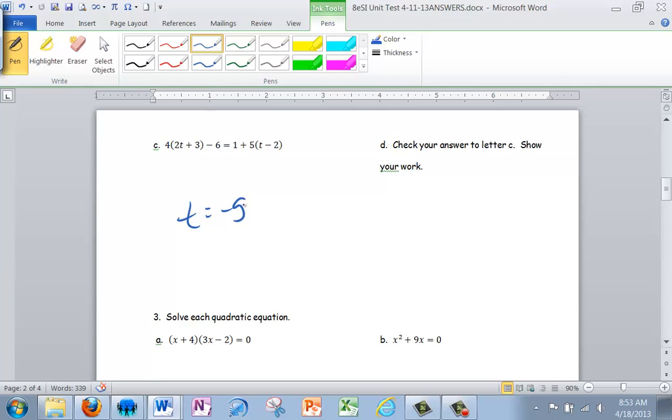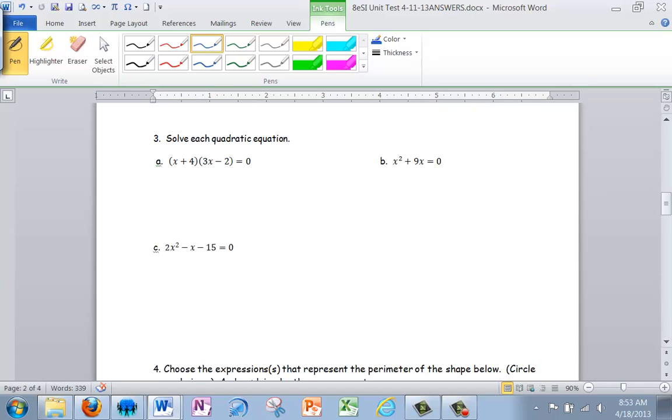When you check your work, the idea is to take the negative 5 and plug it in for T in the original problem, and when you finish, of course, you'll show your work. It should come down to something like negative 34 is equal to negative 34. You get a true statement, so therefore you know that it is correct.